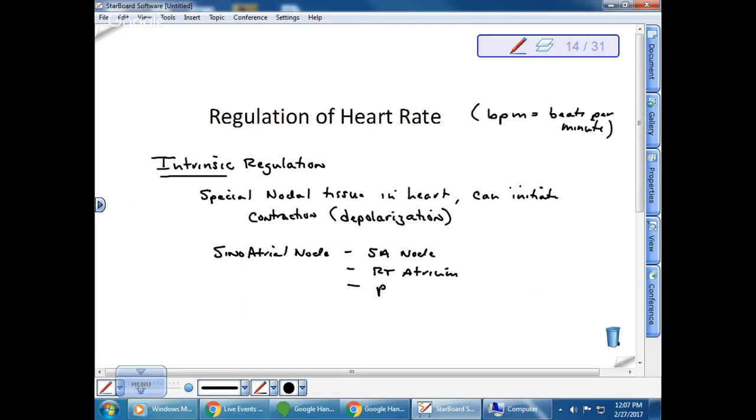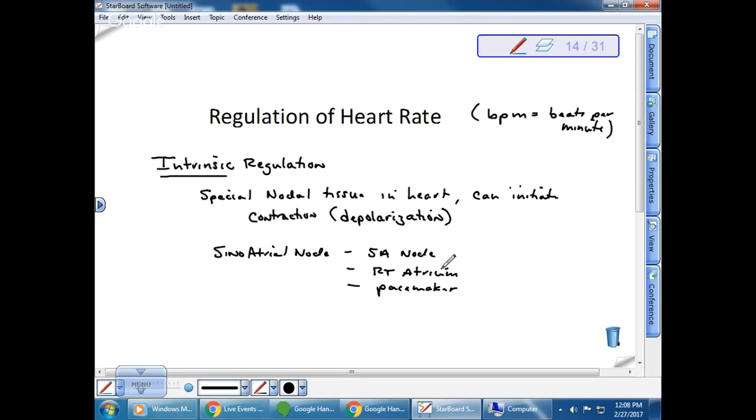This is your pacemaker. So this is like the place that initiates the contraction of the heart. Now the heart muscle cells are actually connected to one another. And so when one heart muscle cell contracts, it will cause another cell to contract. And so you can get a wave of contraction moving through the heart. Okay, so the SA node is your pacemaker.